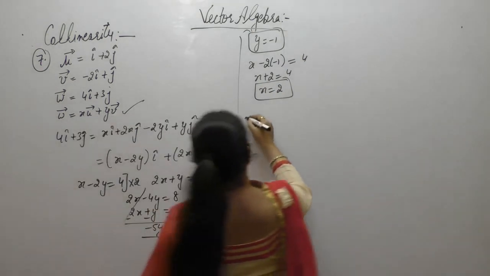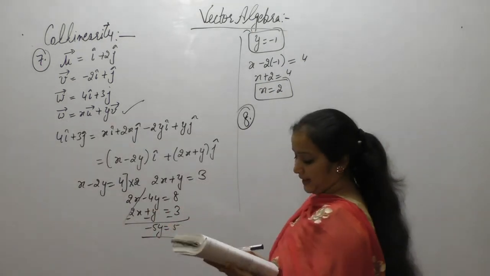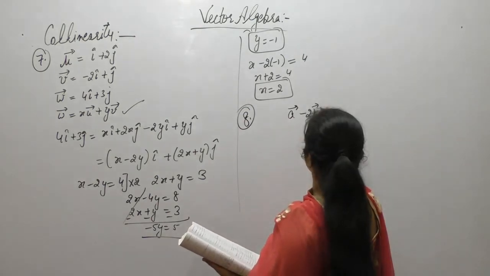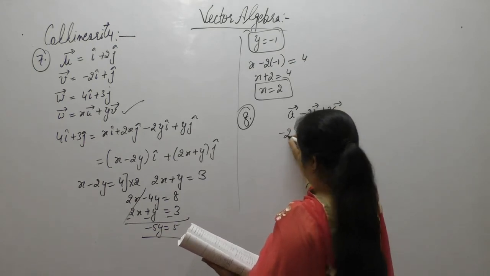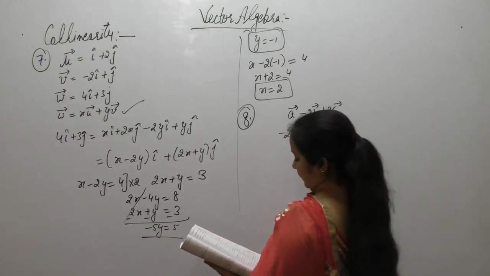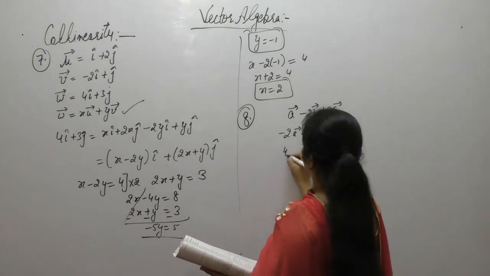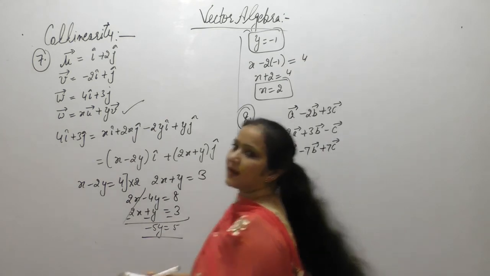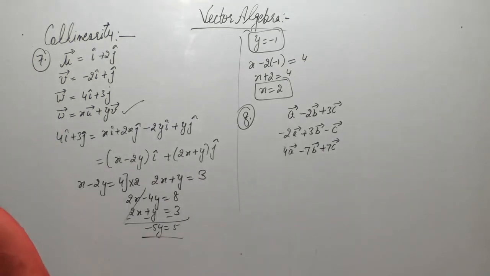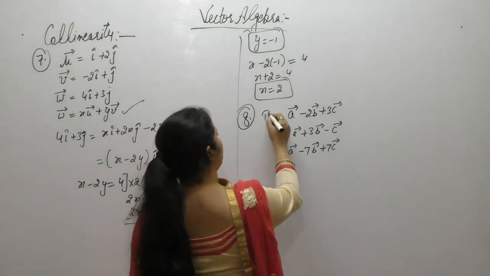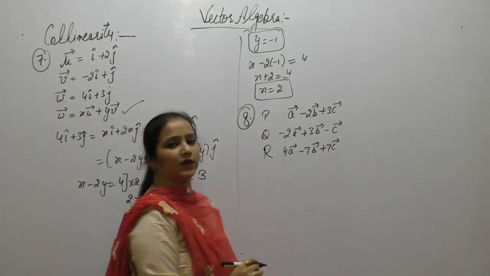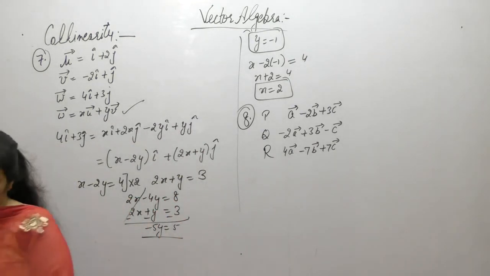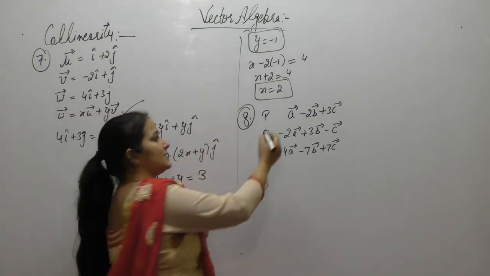Now the next one is: show that the points with position vectors a vector minus 2b plus 3c, minus 2a vector plus 3b vector minus c vector, and 4a vector minus 7b plus 7c vector are collinear. Let P, Q, R be the points with position vectors this, this and this.